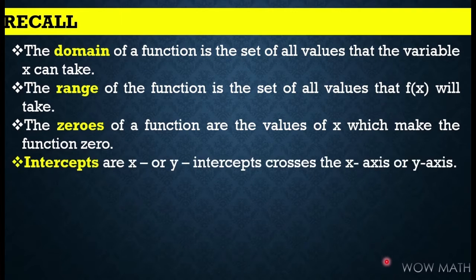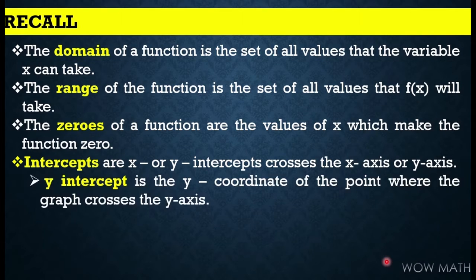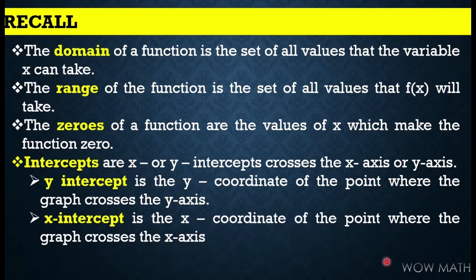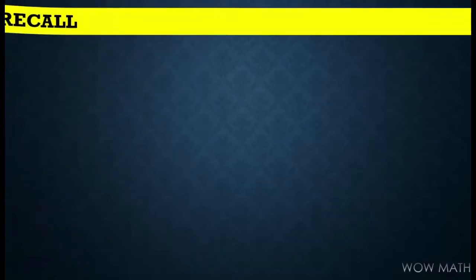Intercepts are the x- or y-intercepts, where the graph crosses the x-axis or y-axis. The y-intercept is the y-coordinate of the point where the graph crosses the y-axis. The x-intercept is the x-coordinate of the point where the graph crosses the x-axis.